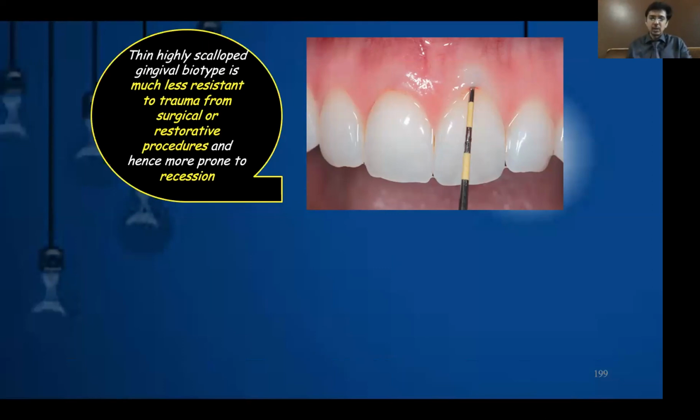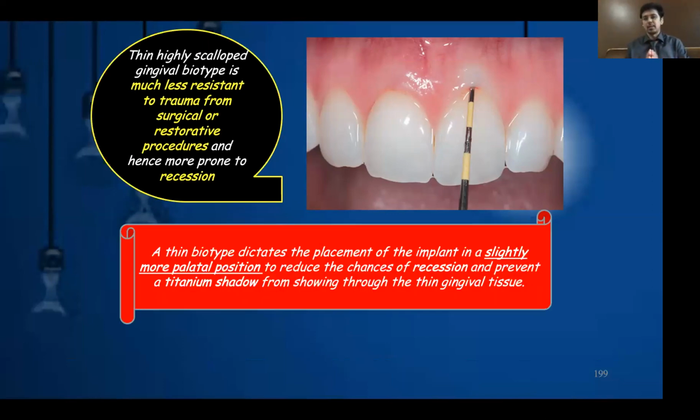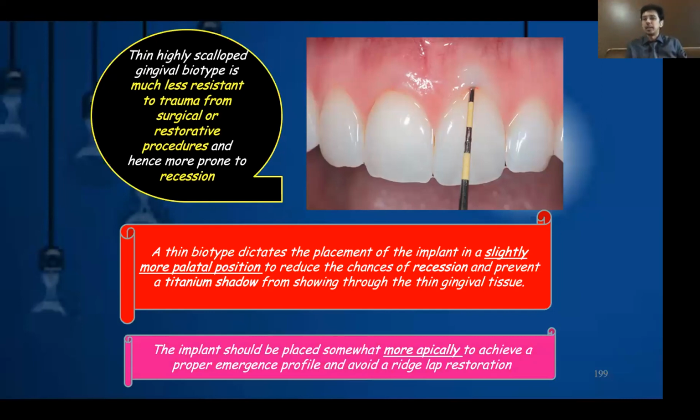Plus, with regard to implant placement, always remember, especially in the aesthetic zone, the maxilla especially, if your patient has a thin biotype, always place the implant slightly more palatally, so that even if thickness gets reduced, at least the implant shadow won't be visible, and take it more apically, more deeper, that is towards the safer side, because the gingival thickness is less to begin with.